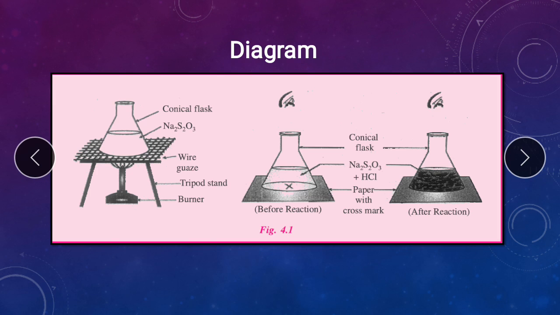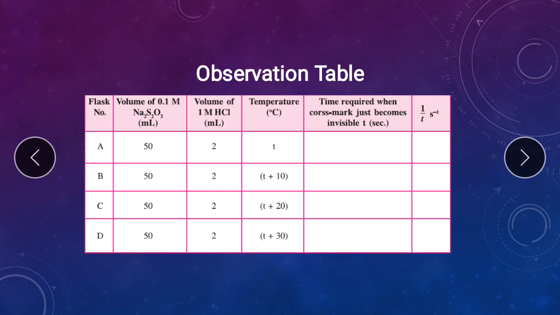Now see the diagram. First heating, then addition of HCl to the solution. After the reaction, the solution becomes opaque and the cross mark becomes invisible. So this is a simple process and simple calculation.